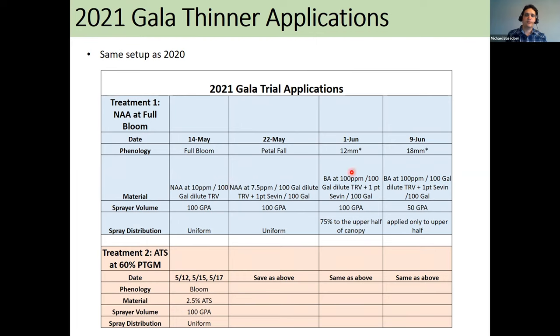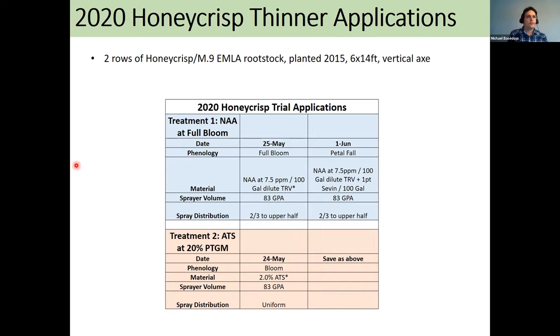And then we had a couple of small changes to our follow-up applications. Now I'll switch over to our Honeycrisp trials. Looking at 2020, we had two rows of Honeycrisp on M9. This was a younger block. It was planted in 2015 and was trained to a vertical axe at a 6x14 foot spacing.